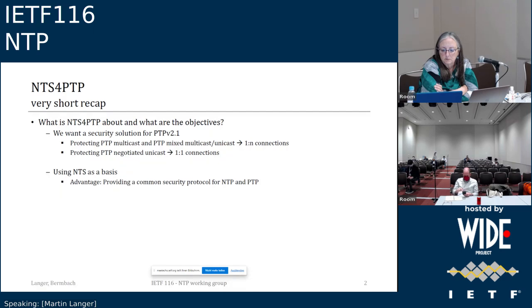Technically, we can use a Tesla-based key exchange, but it's more complex, so we use a group key in the current NTS design. The second mode involves negotiated unicast connections. For this, the draft aims for secured end-to-end connections. The basic idea is we use NTS to support NTP and PTP, so we have to extend the NTS protocol accordingly for PTP support.